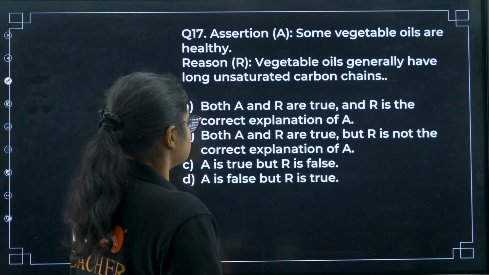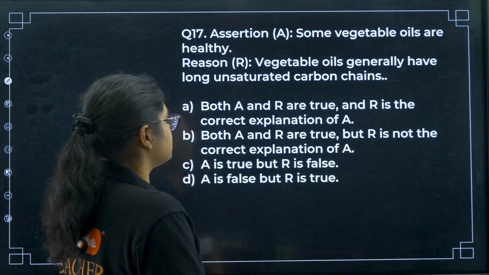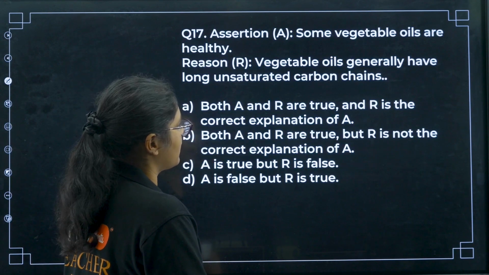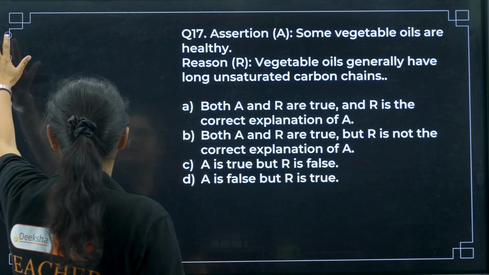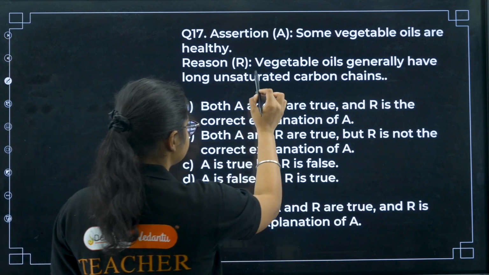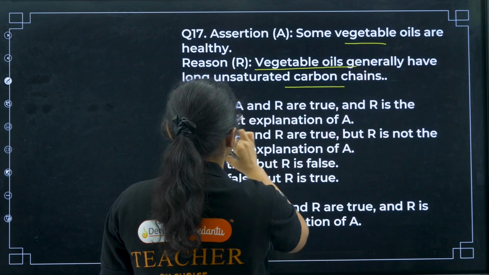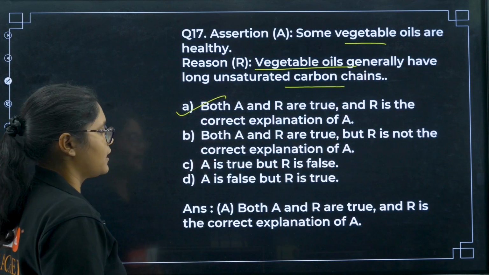Next, coming to assertion and reason: some vegetable oils are healthy. Vegetable oils generally have long unsaturated hydrocarbon chains. Yes, that is the correct answer here, that vegetable oils are healthy. What is the reason for that? Due to the presence of unsaturated carbon chains.